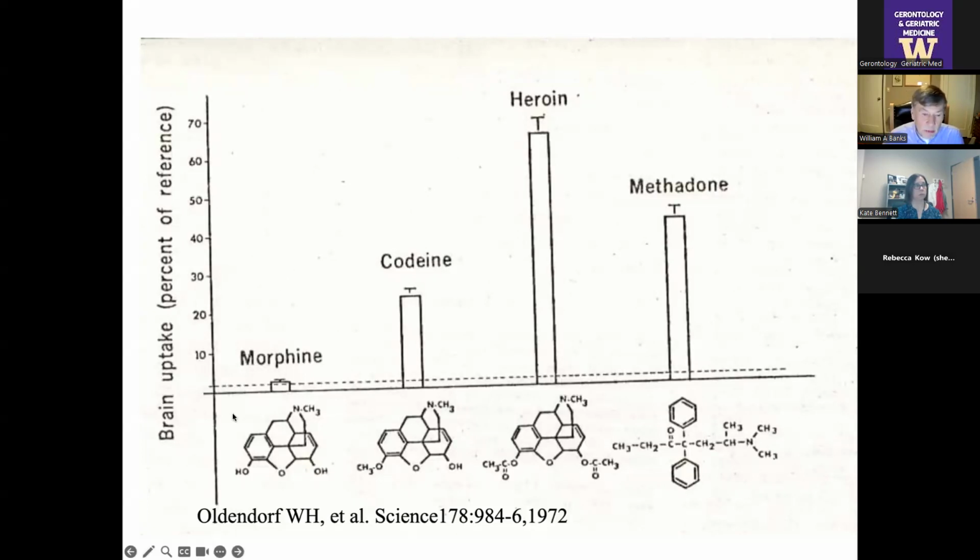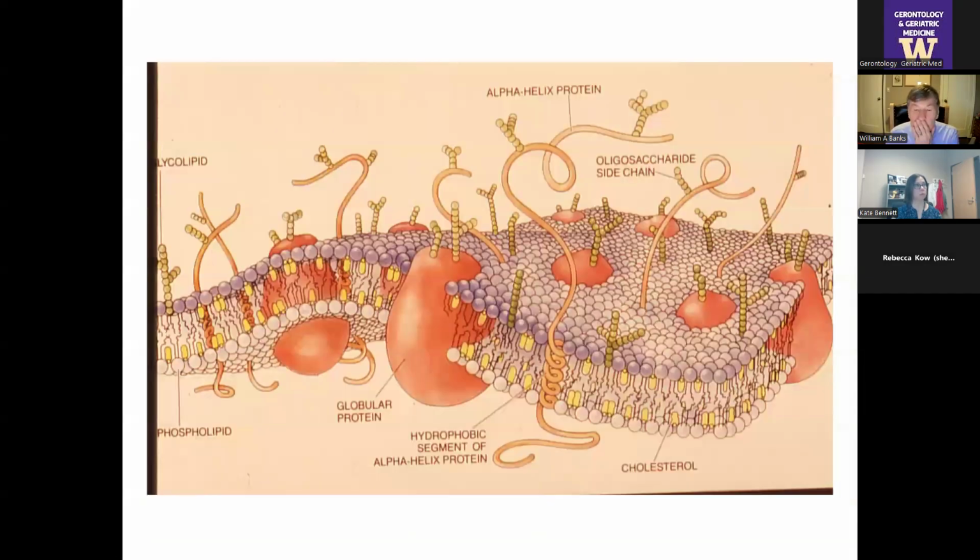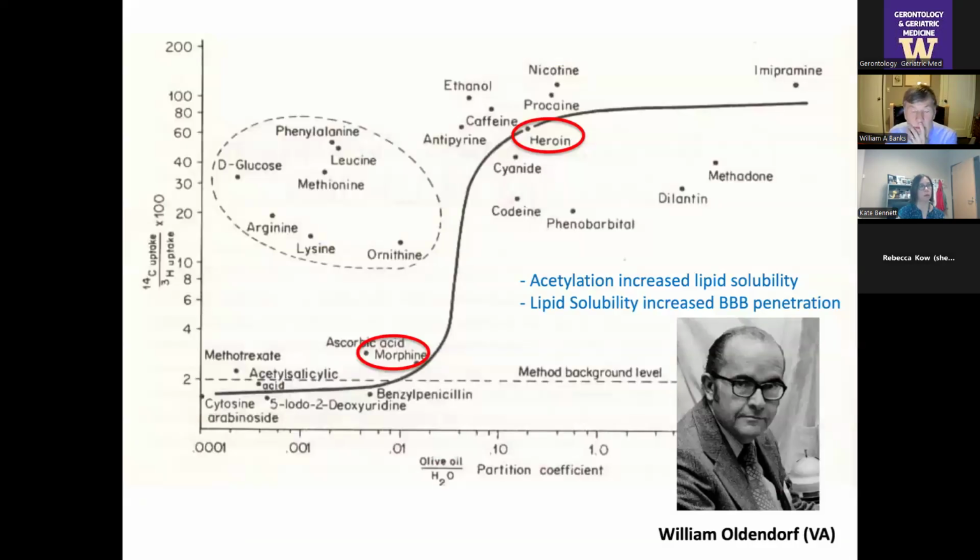And then Oldendorf actually measured brain uptake as a function of lipid solubility. Here's an early study: morphine doesn't get into the brain very well. You put one acetyl compound on, you get codeine, which gets in better. Put two on, you get heroin. And so these substances are really crossing the blood-brain barrier well. And so we can begin to see how these can just meld across. And perhaps a better illustration of this will come up soon.